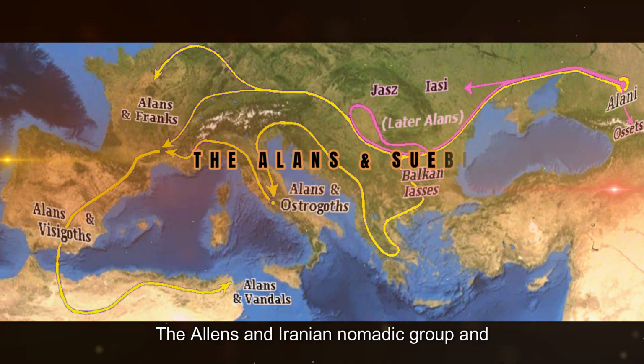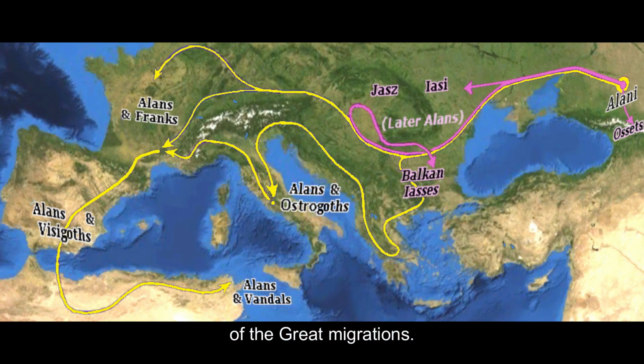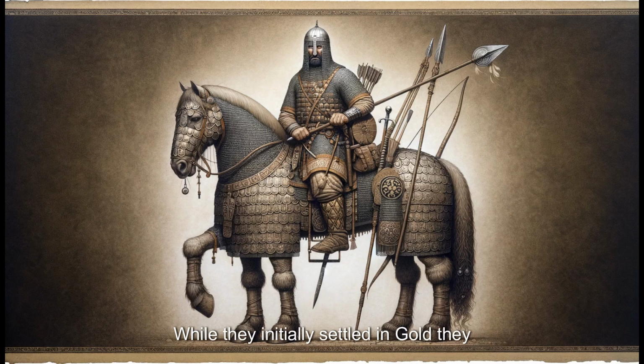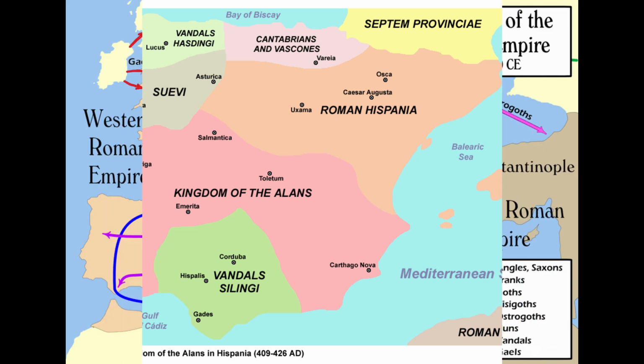The Alans, an Iranian nomadic group, and the Suebi, a Germanic tribe, were also part of the Great Migrations. While they initially settled in Gaul, they later moved into the Iberian Peninsula, where they established their own realms, although these were relatively short-lived compared to the kingdoms of the Visigoths and Franks.